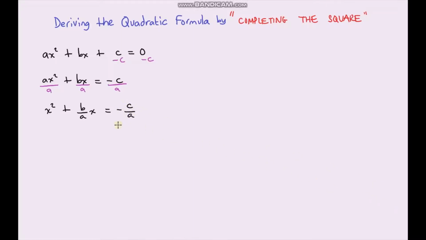Remember, to complete the square, we half the coefficient in front of x and then we square it. Half of b over a will be b over 2a, and when I square this, on the numerator I've got b squared, and on the denominator I've got 2a squared. 2 squared is 4 and a squared is a squared, so we're going to have 4a squared. In order to complete the square I have to add this, but remember I have to add this to both sides of my equation.